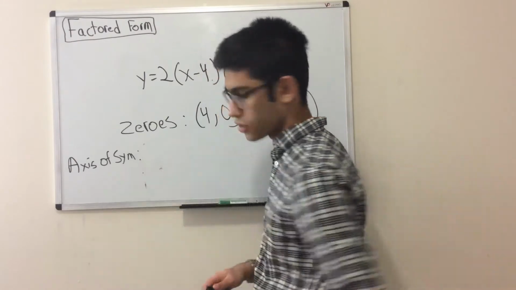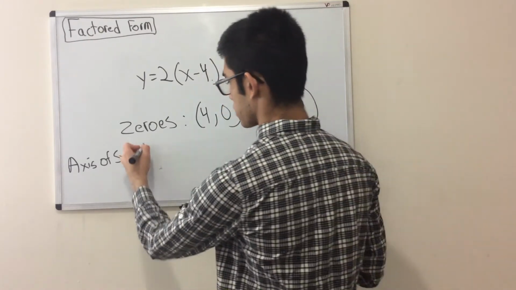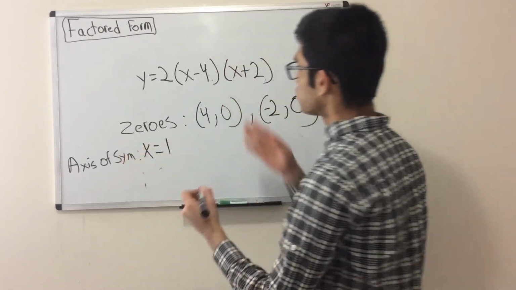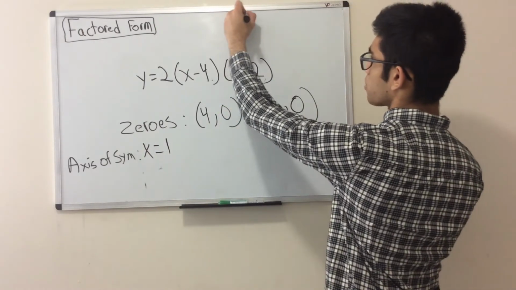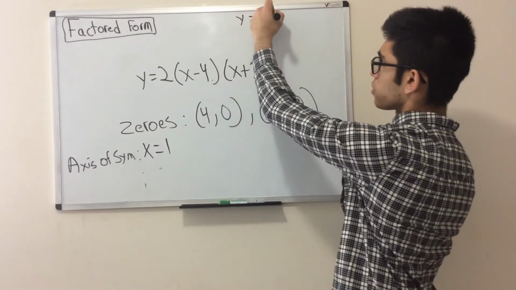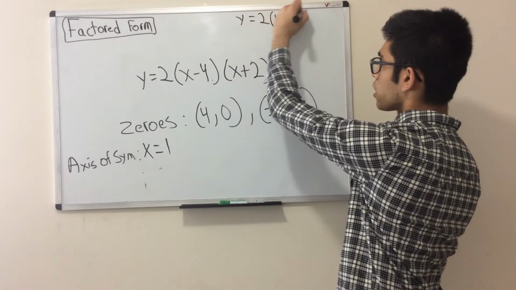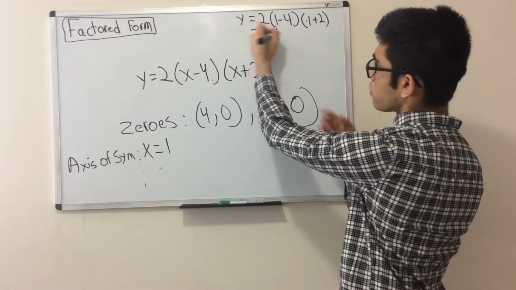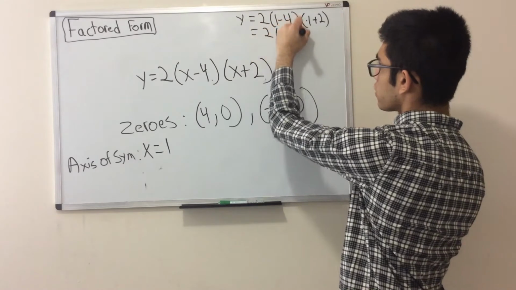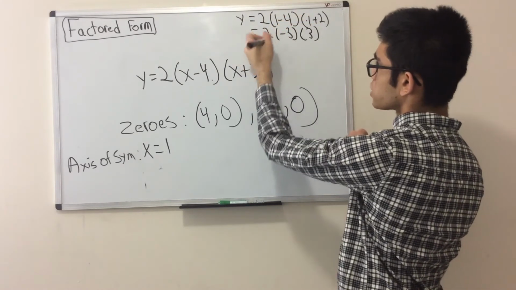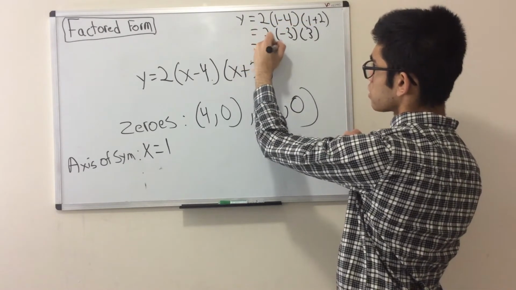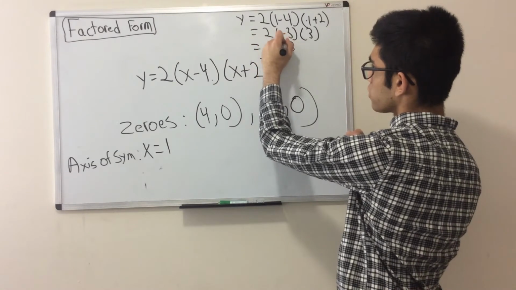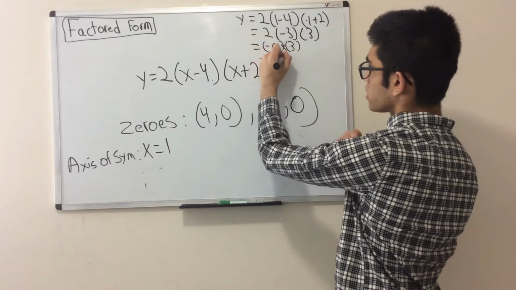So I'll just write x equals 1 as my axis of symmetry. And I'll do this one right quickly up here. So if I plug in x equals 1, right? So 2(1 minus 4)(1 plus 2). Great. So 2(1 minus 4) is 2 times -3, and this is 3, right? So 2 times -3 is -6, times 3 right here, equals -18.